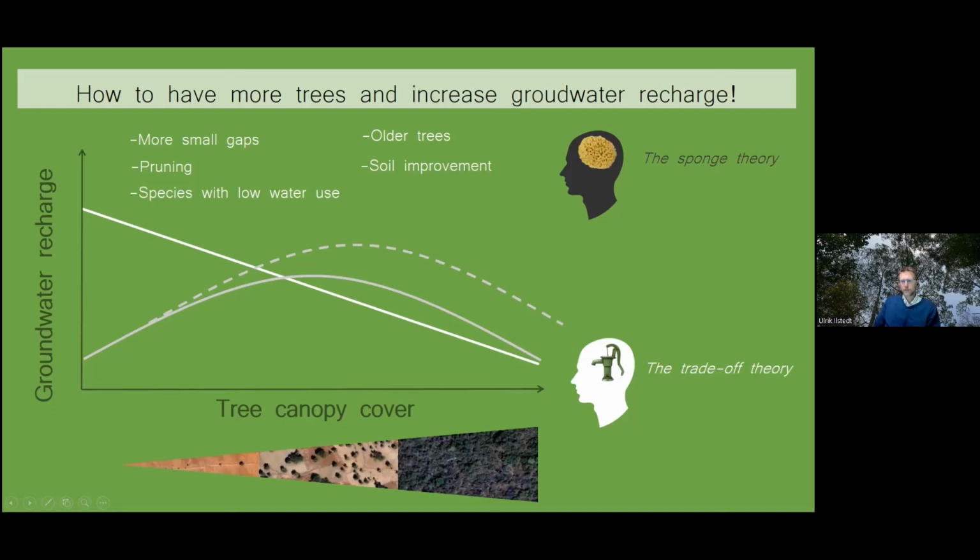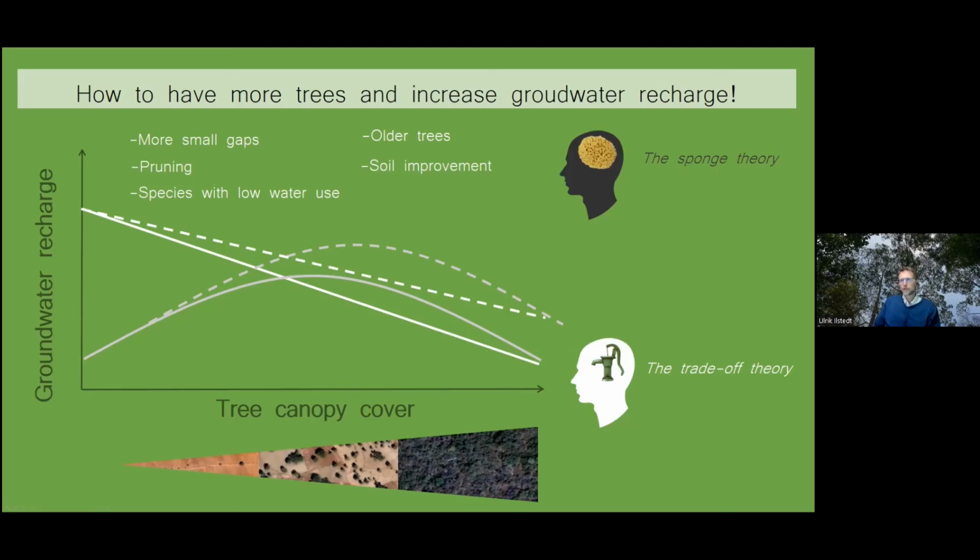And the interesting thing is also that I think that even if you're skeptic to this idea of the optimum, we can also improve in these situations where we have a linear decrease with tree cover. All these management options would also increase the groundwater recharge.